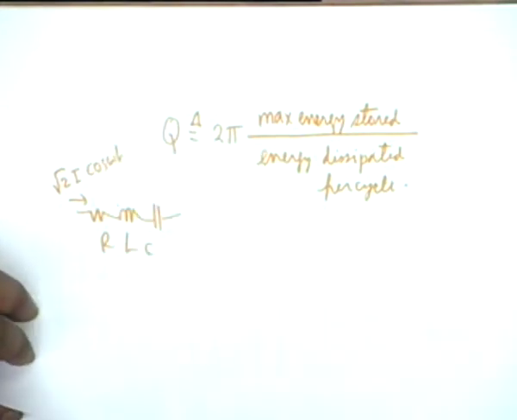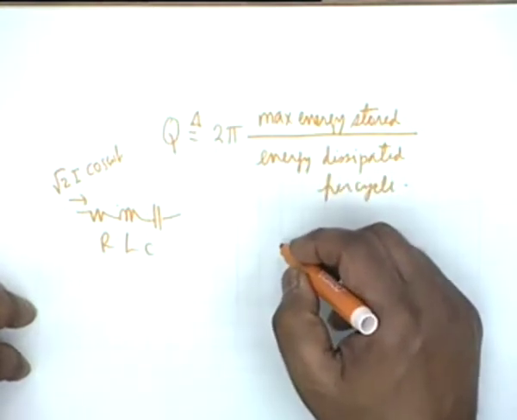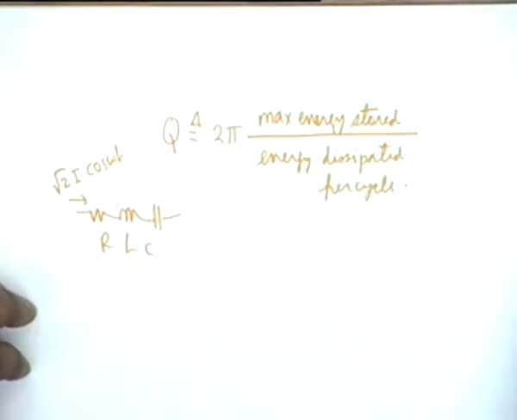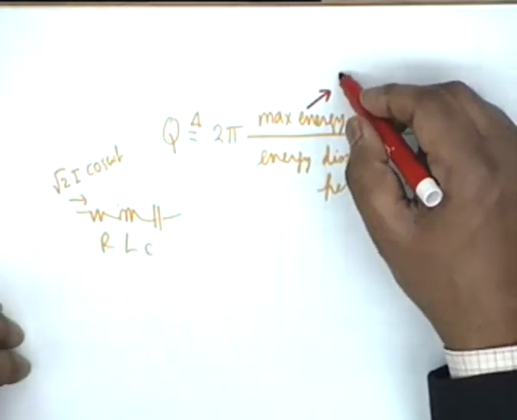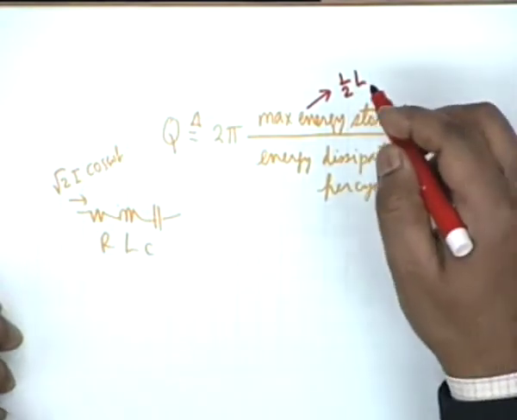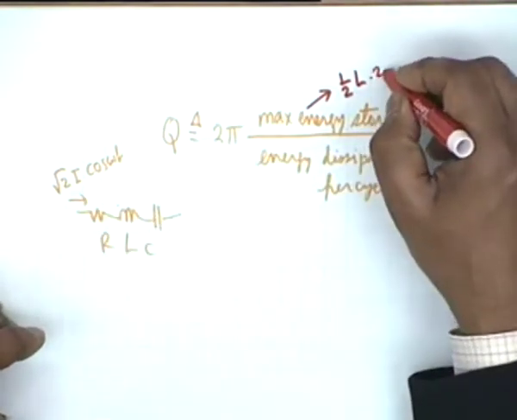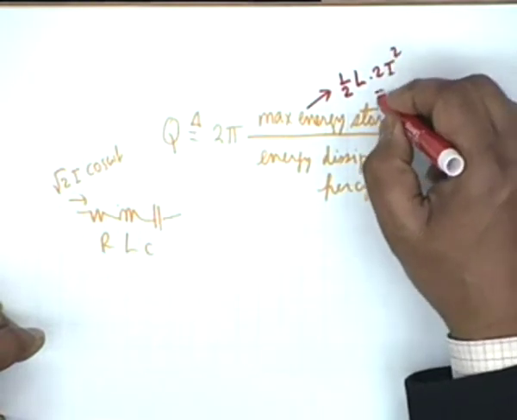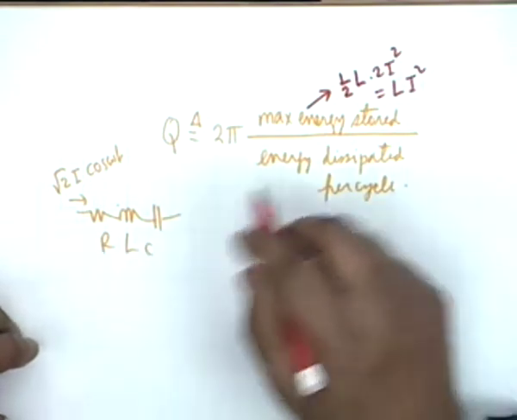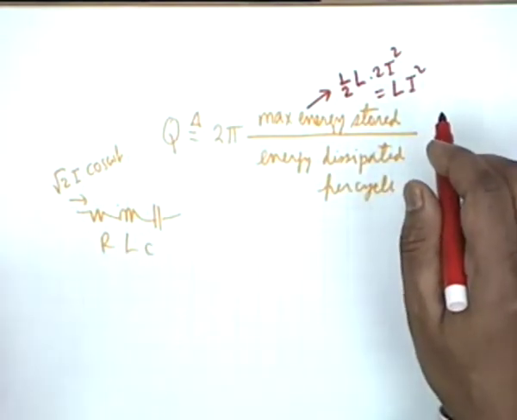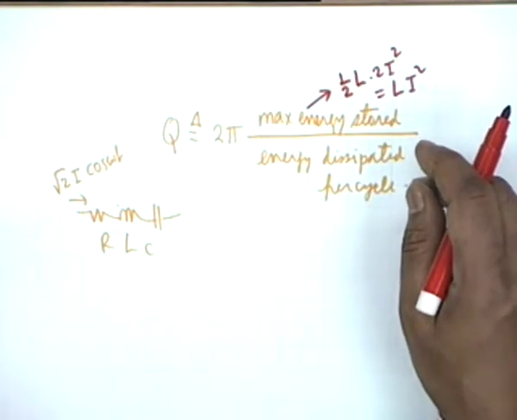Suppose a current root 2 I cosine omega t flows. Then what is the maximum energy stored? The maximum energy stored in the inductor is half L times the maximum current squared. The maximum current is root 2 I, therefore half L times (root 2 I) squared, that is equal to L I squared. Is that okay? Maximum energy stored will be at the instant at which the current is a maximum.